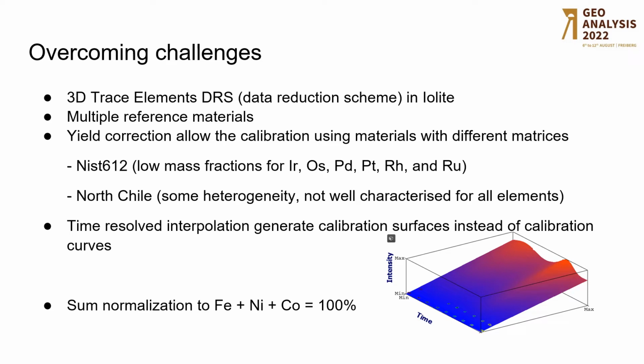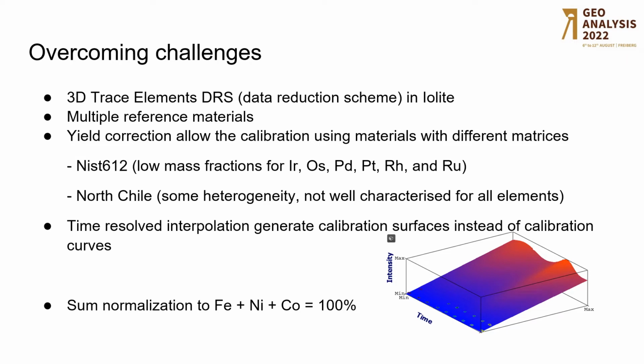To allow the use of such different materials to construct a calibration, we applied the yield normalization feature for calibrants. This procedure corrects for different matrix effects in the different calibrants. Because of matrix similarity with unknown samples, North Chile was defined as the main calibrant and used as the affinity reference for samples. Time-resolved interpolation generates calibration surfaces instead of calibration curves, as shown in this picture.